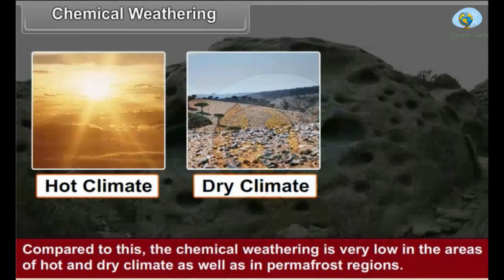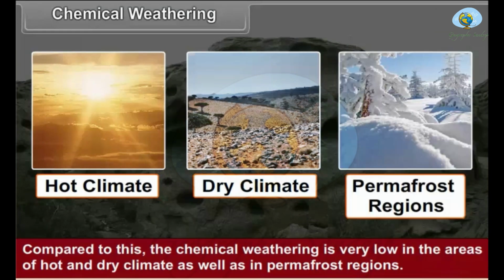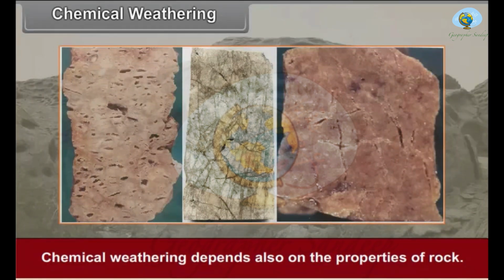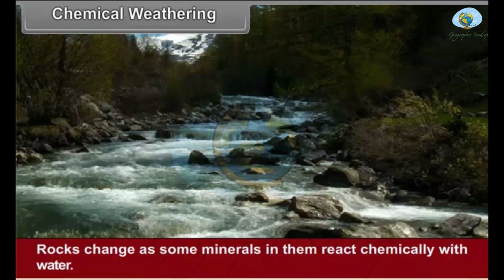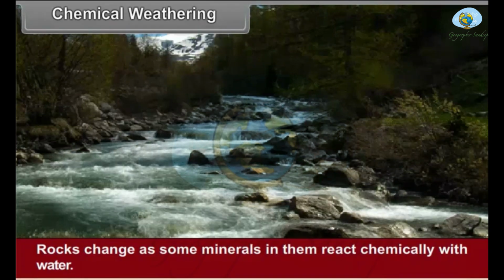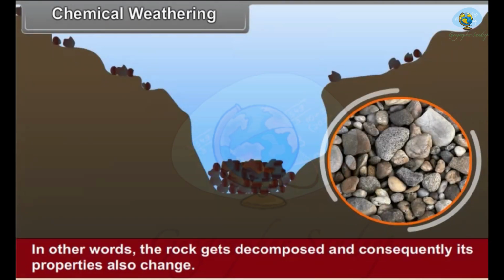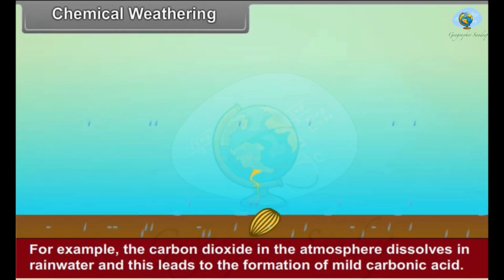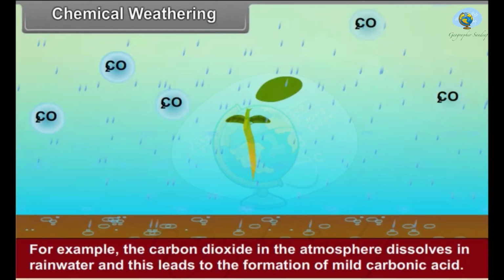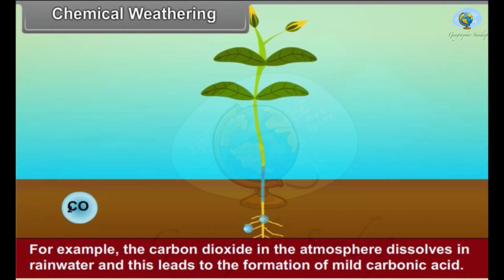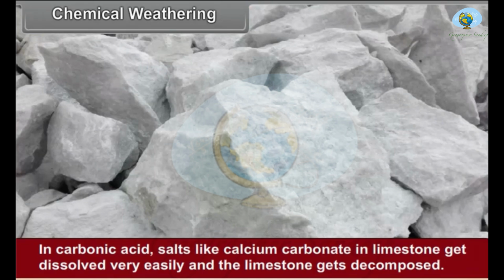Rocks change as some minerals in them react chemically with water. In other words, the rock gets decomposed and consequently its properties also change. For example, the carbon dioxide in the atmosphere dissolves in rainwater and this leads to the formation of mild carbonic acid. In carbonic acid, salts like calcium carbonate in limestone get dissolved very easily and the limestone gets decomposed. The water or moisture in the air reacts with the ferrous minerals in rocks. Their rusting leads to decomposition of rocks.